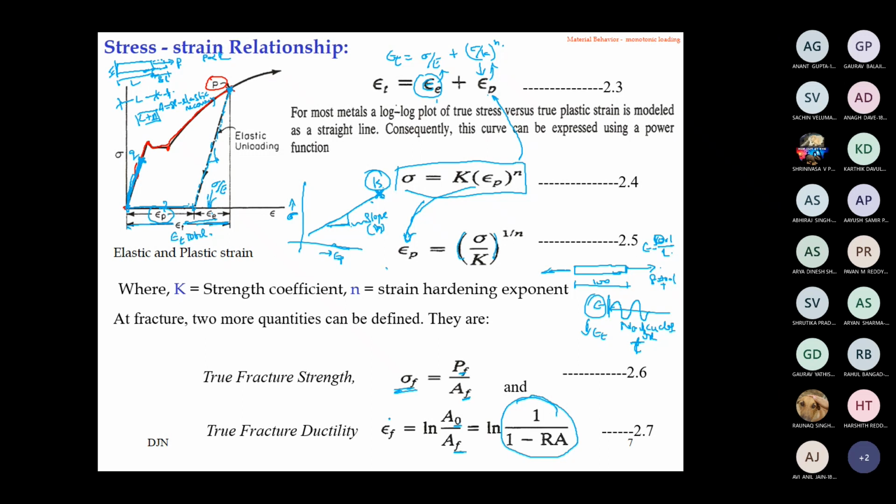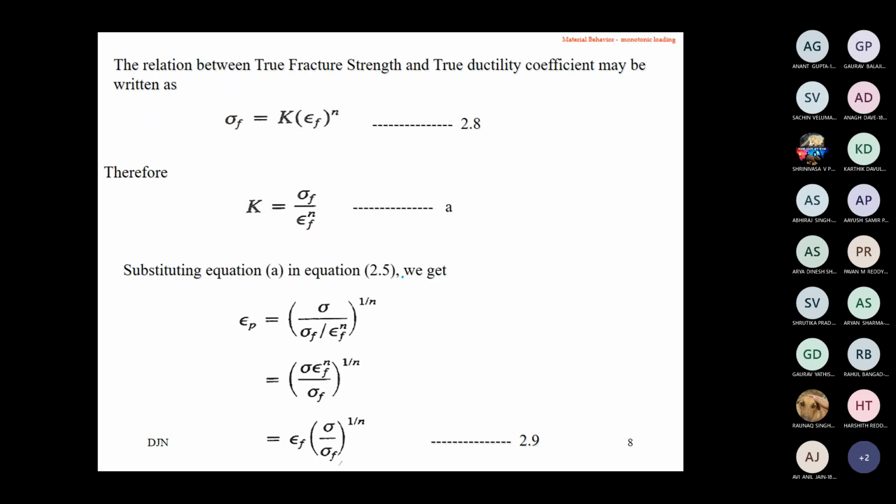If we replace this into the corresponding equation, where K and n are constants, sigma and epsilon P we can relate with the same equation. True fracture stress is equal to strength coefficient into the true strain to the power n, where this is the true strain at the fracture. Rearrange the equation to obtain the value for strength coefficient K. Strength coefficient K is sigma F over epsilon F to the power n.